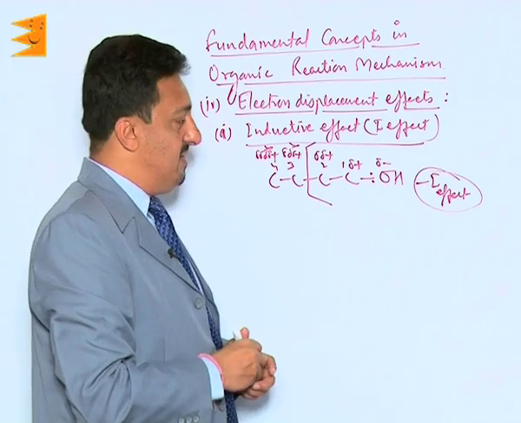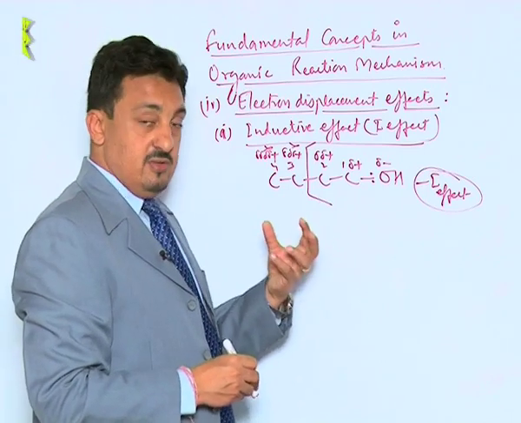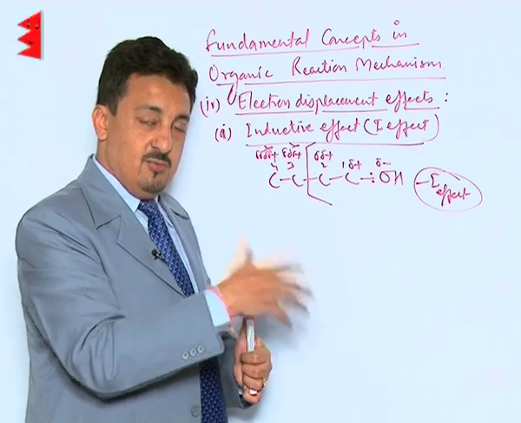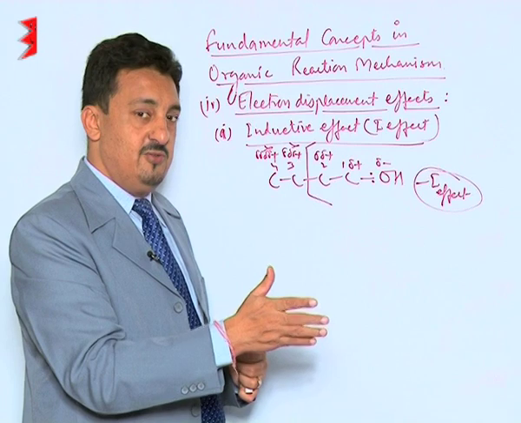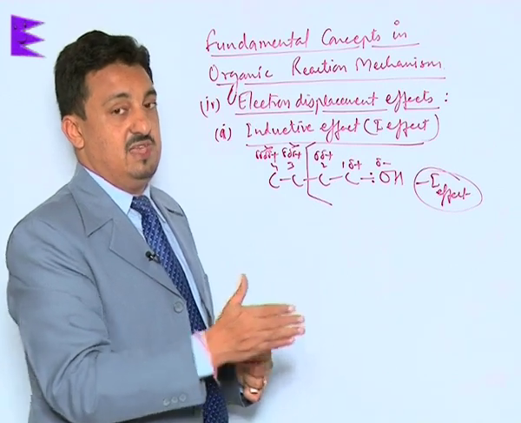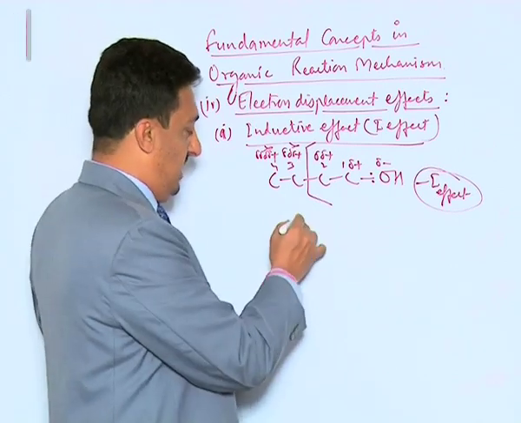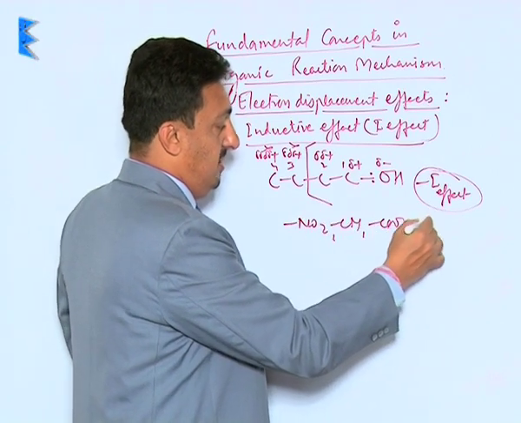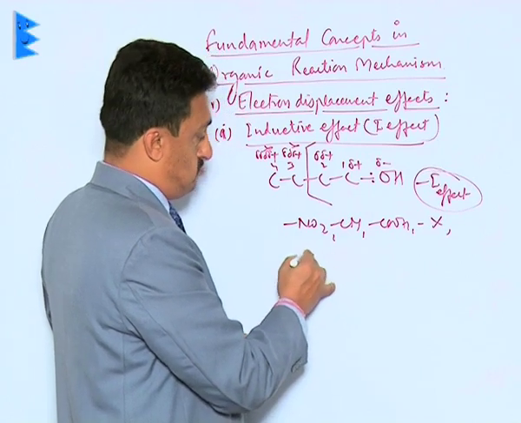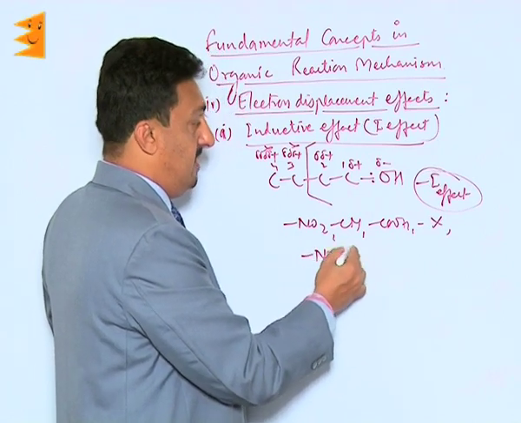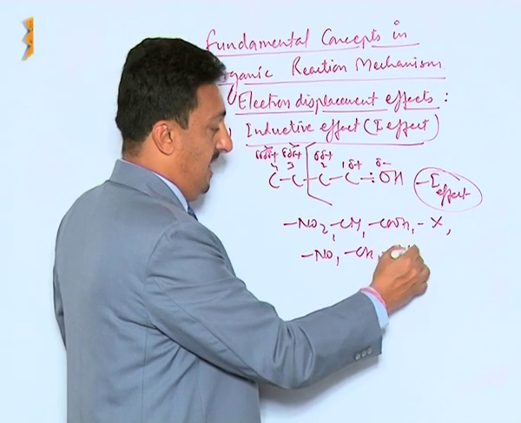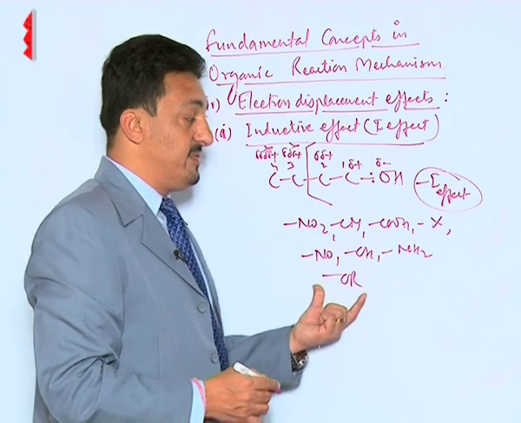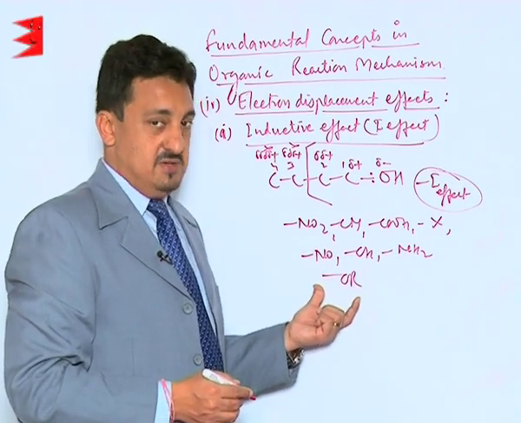And we can easily make out from here that all those groups whose atoms through which they are bonded to the carbon chain are more electronegative than carbon will be introducing negative or minus I effect. Such groups can be your nitro group, your cyano group, your acid group, your halogens, your nitroso group, alcoholic group, amine group, ether group. All these groups introduce minus I effect to the carbon chain.